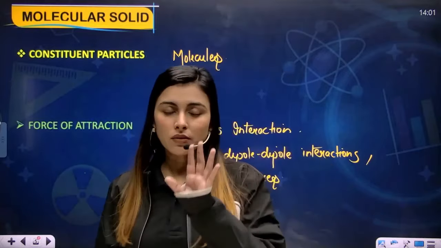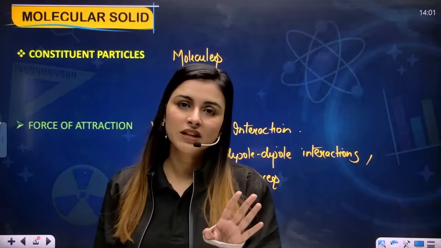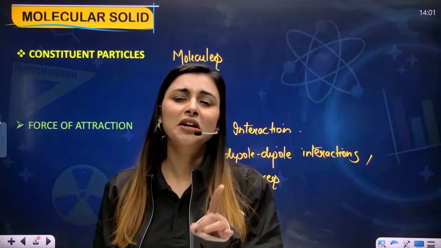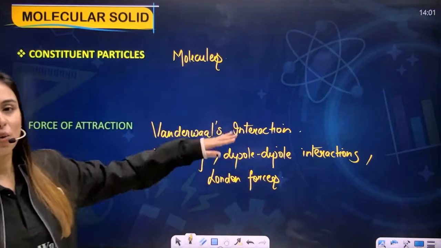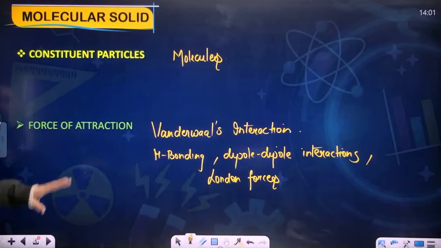Though you were supposed to know all of the interactions because you have studied them in chemical bonding, I know all of you. So I'll also make you explain each and every interaction one by one. For the time being, you can write it and then we'll move forward.